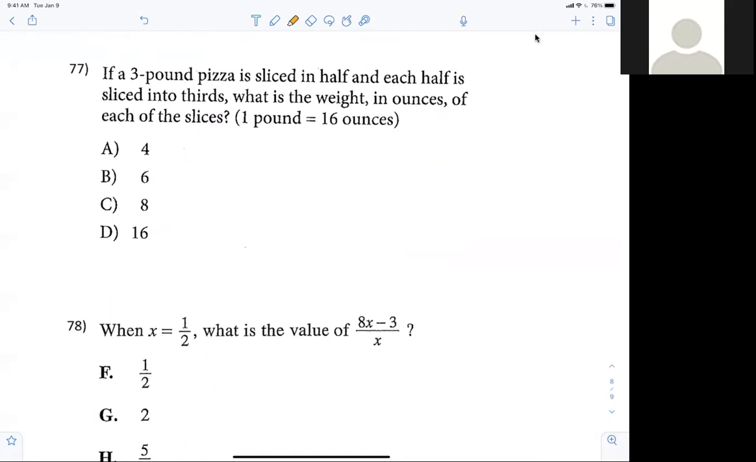So if you have 3 pounds, let's first figure out the weight in ounces. How many ounces is that going to be? Everybody try the problem. Try to get the problem on your own, and then you can see if you're ready.